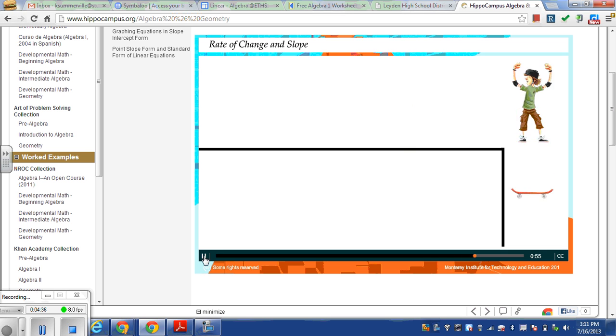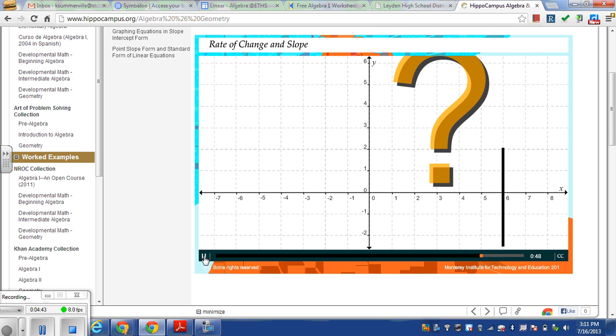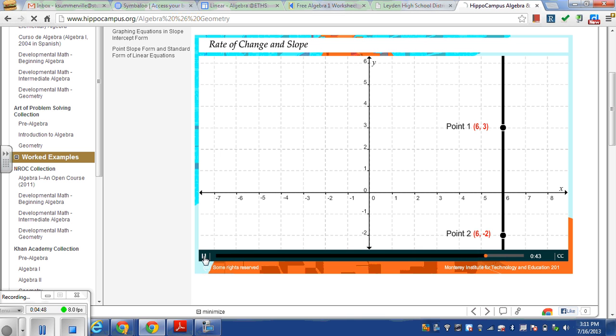Look out, Nick! Some slopes are too steep to skate, like that cliff. So, what's the slope of that cliff? Using these 2 points, we can see that the rise is 5 and the run is 0. The line doesn't move horizontally at all. Slope equals rise over run, which equals 5 over 0, which equals, well, we know that division by zero is undefined. So the slope of this and any vertical line is undefined. We can also say that vertical lines have no slope.